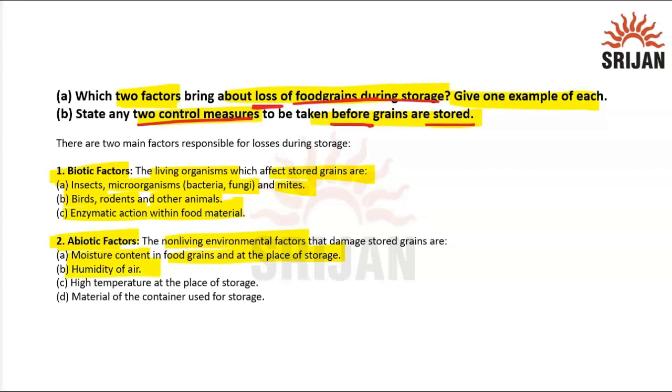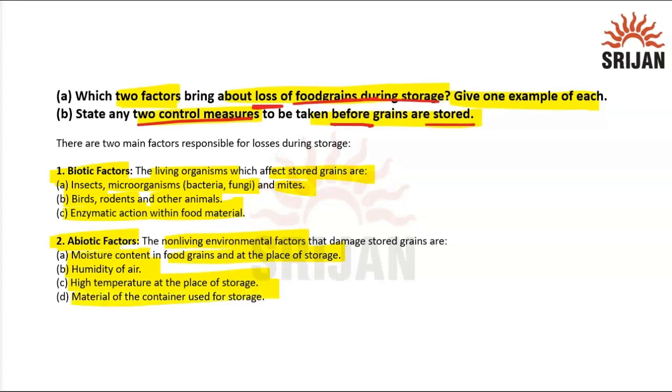Humidity in the air. Again, it is directly related to the moisture content, because if there is more humidity, that will allow more moisture in the air or within the grains as well, which can again lead to the growth of fungus. High temperature at the place of storage is another important factor. Sometimes if you provide too high a temperature, that can lead to spoilage. If you provide very low temperature as well, that can also lead to spoilage.